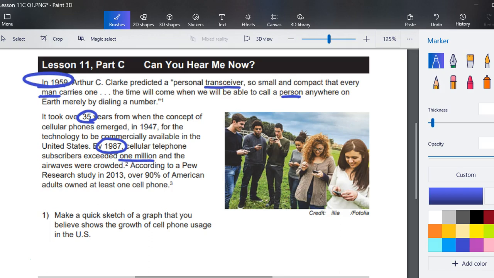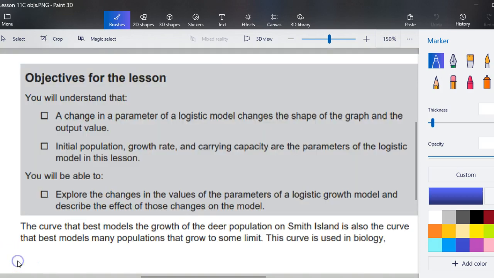According to a Pew Research study in 2013, over 90% of American adults owned at least one cell phone. Part 1: make a quick sketch of a graph that you believe shows the growth of cell phone usage in the United States. Remember, time is probably going to be on your x-axis, and then the growth of cell phones will be on your y-axis. Hit pause, do a quick sketch, even go on and read through some objectives and some more pieces of our information. Keep going with some questions, and then come back and we can work on these together. The answers you got on question 1 can vary.